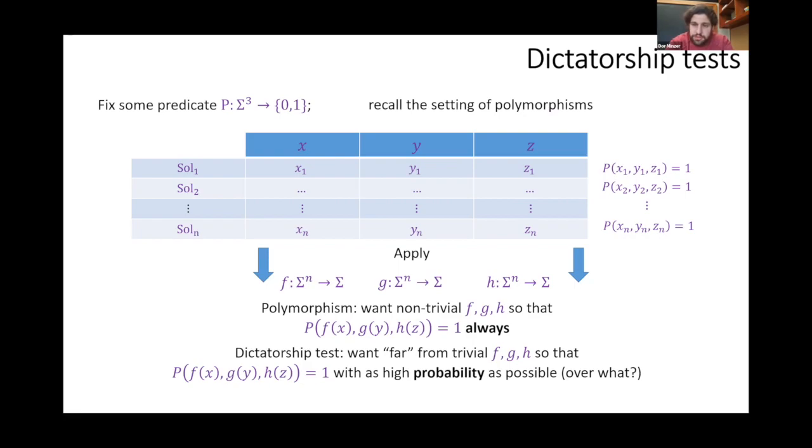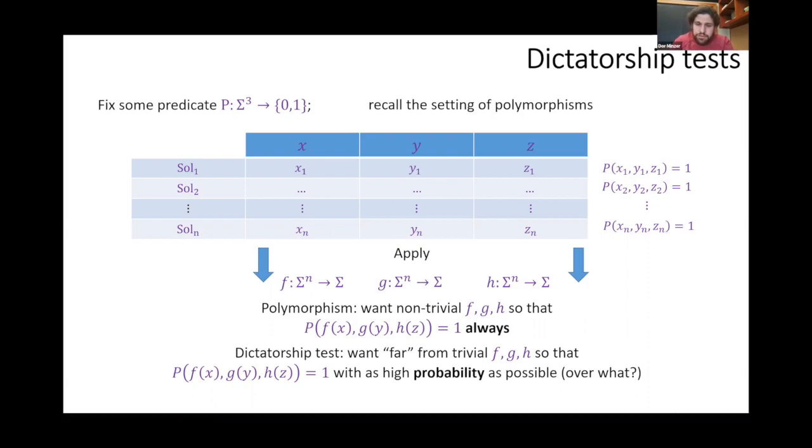So what is a dictatorship test? Well, in a dictatorship test, you're going to have a stronger assumption than non-triviality. So instead of just assuming that each one of f, g, h is not a dictator, meaning it's not just the first element, you're going to assume that each one of them is far from being one of these trivial functions. Each one of f, g, h is far from being a dictator. So I give you a stronger promise, but now I want something stronger in return. So I want the experiment to yield a solution to P with as high probability as possible.